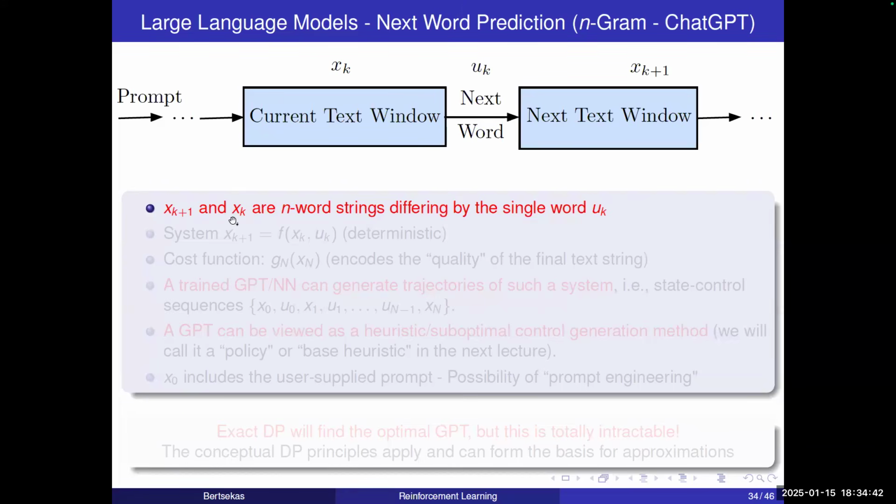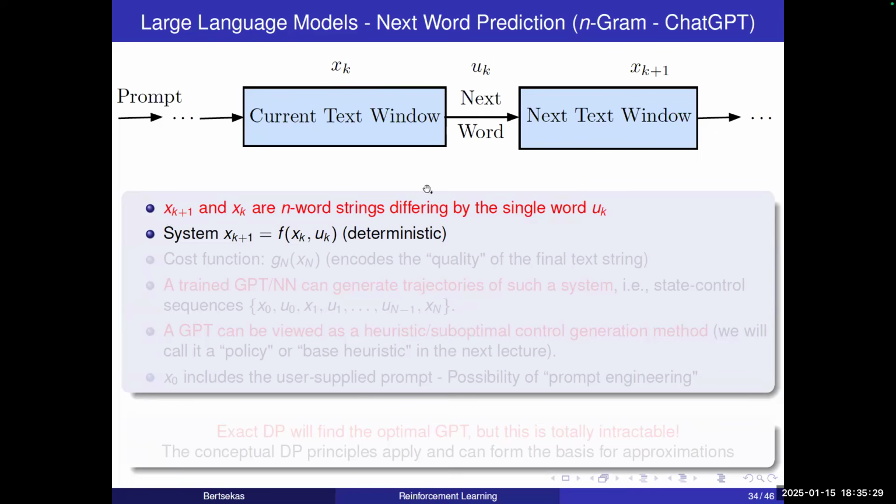whereby the state xk is the n-word string in the current text window. The control that we would like to select is the next word. So given the current text string, we select the next word, put it in the front of the text string, and remove the word at the end of the text string. So this is a deterministic system. And we move on to the next state, xk plus 1, choose the new word, and so on.